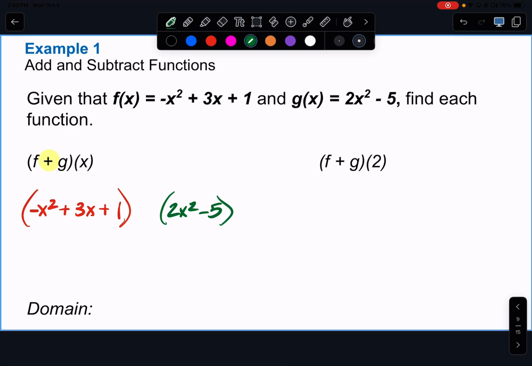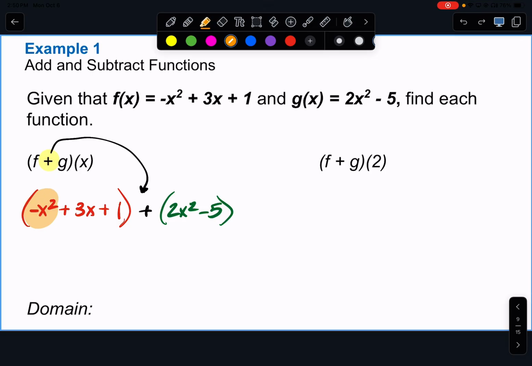So the red is my f of x. The green is my g of x. And then what am I going to put between them? Addition. That's it. Which in this case, because there's nothing to distribute, there is nothing right here before the green parenthesis, I don't have anything to distribute, so we can just combine like terms.